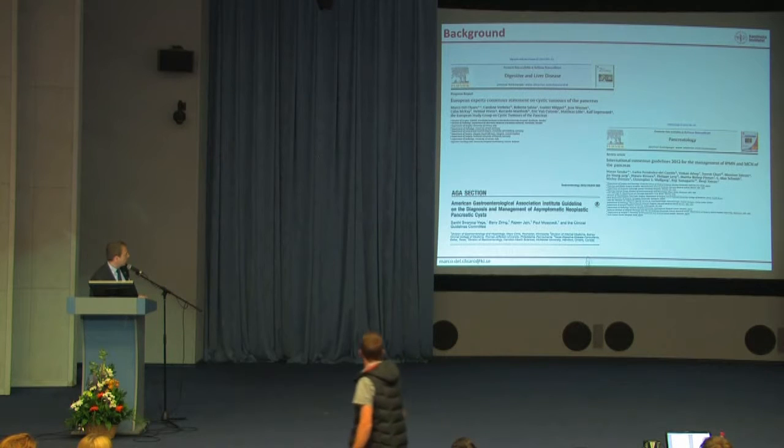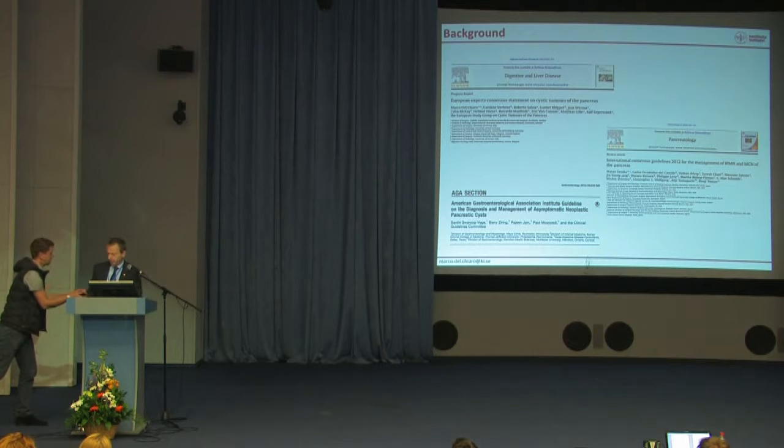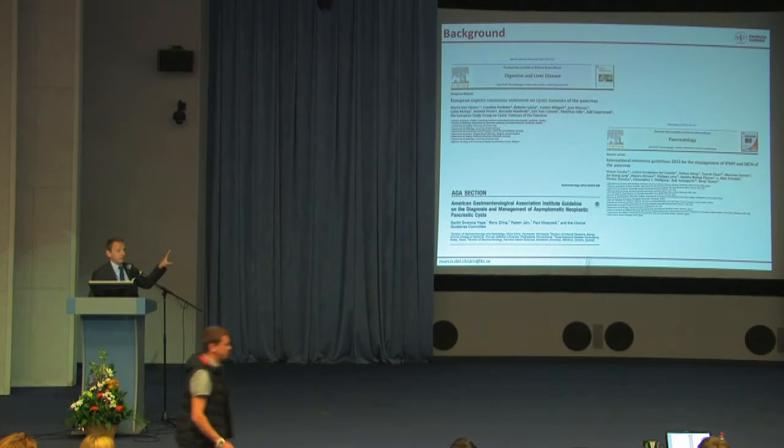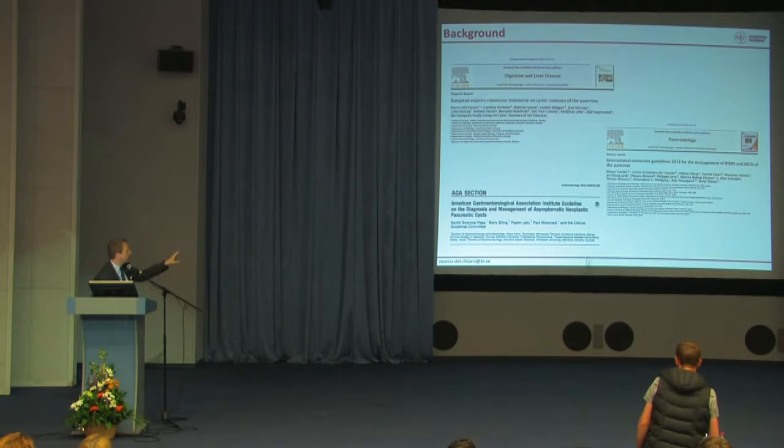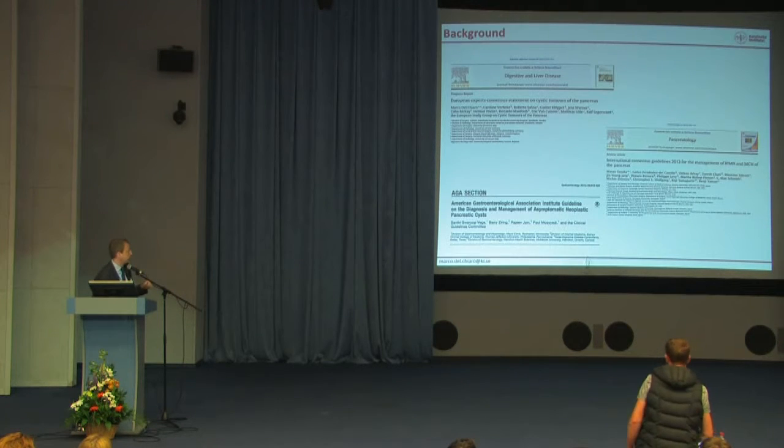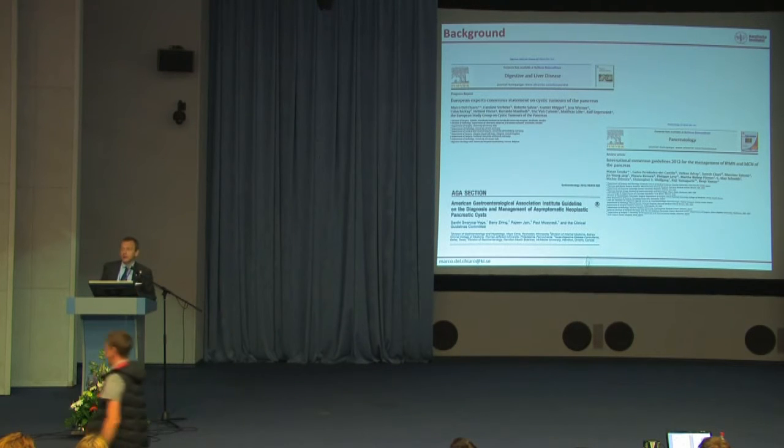So what we have today are three major guidelines. The European guideline on cystic tumors of the pancreas, which we call, I think correctly, a consensus statement, because there is basically no evidence in this topic at all. The international consensus guideline of 2012, and the AGA, American Gastroenterological Association guideline, that was recently published.